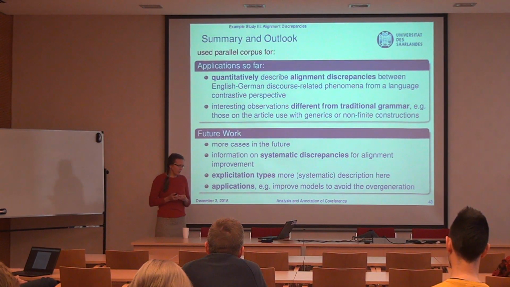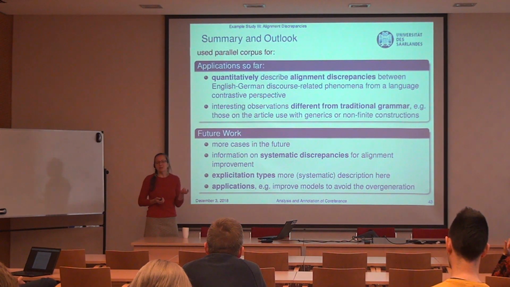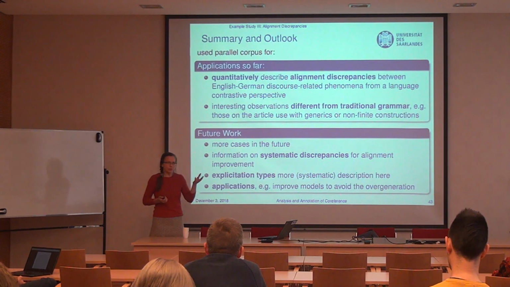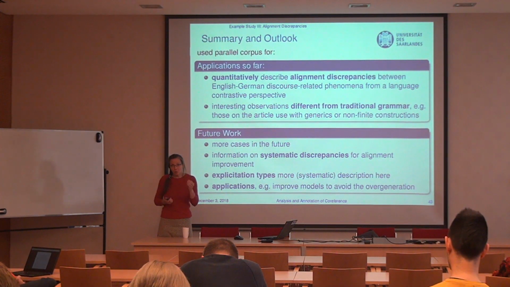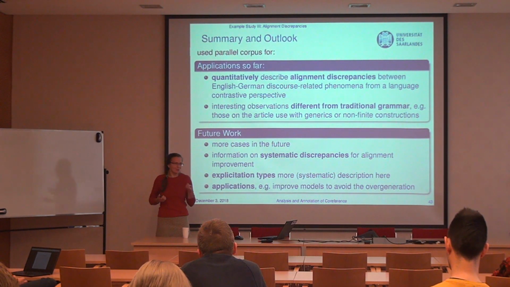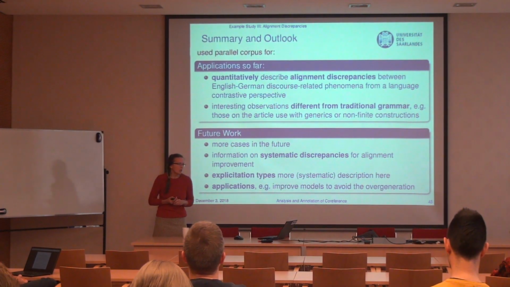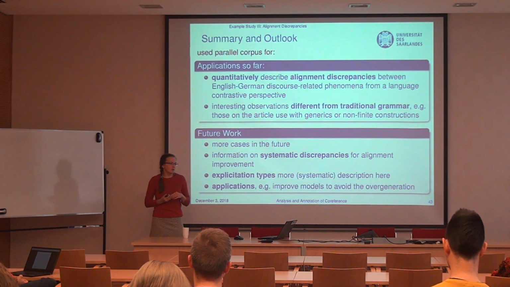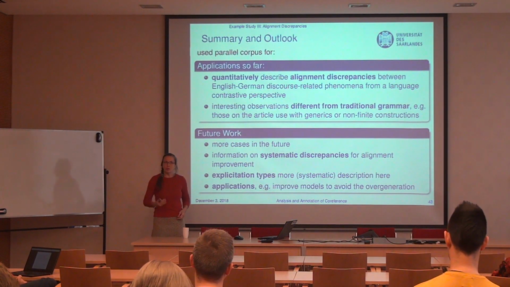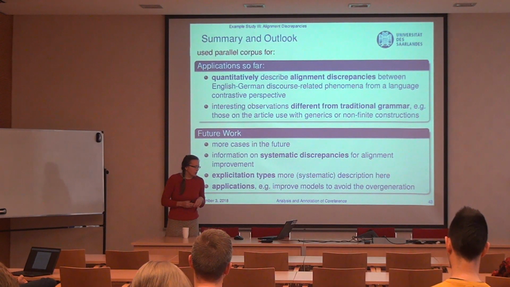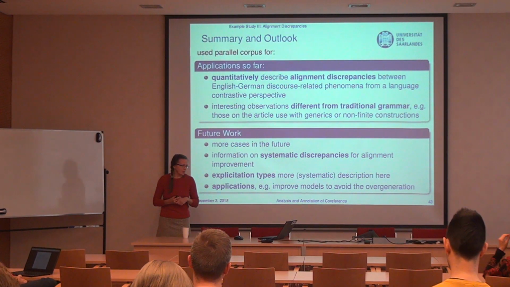Okay, the summary: we used a parallel corpus to quantitatively describe discrepancies. Quantitatively means that we had a number of patterns and could see the differences between English sources and German targets in terms of these patterns, but the patterns were not that informative in terms of interesting cases from the linguistic and translation point of view. Looking qualitatively at the data, we found interesting examples which in some cases differed from what traditional grammars were telling us. In future we would like to include more cases for the qualitative analysis.